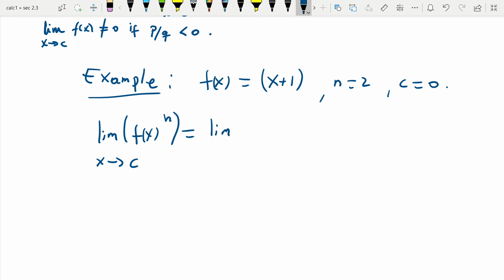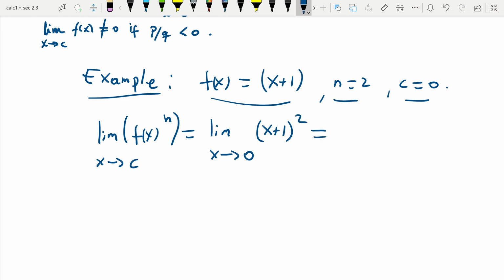Now, the limit as x approaches c, but c here is 0, and f of x is x plus 1. That's f of x, and we're raising to n equals 2, so it's squared. And by the power rule, this is the same as the limit of x plus 1 as x approaches 0, all of that raised to the power 2.